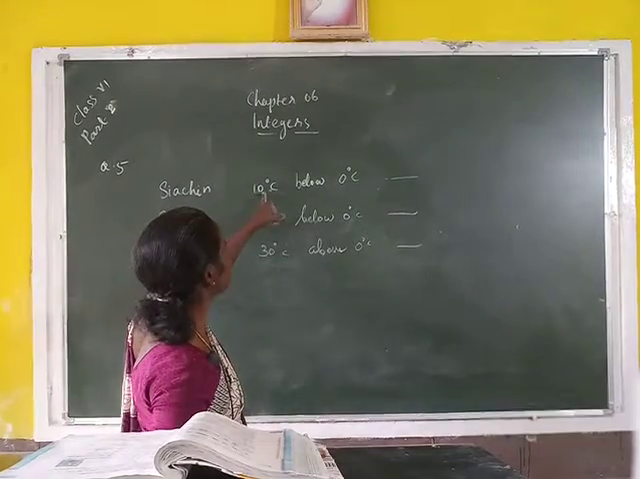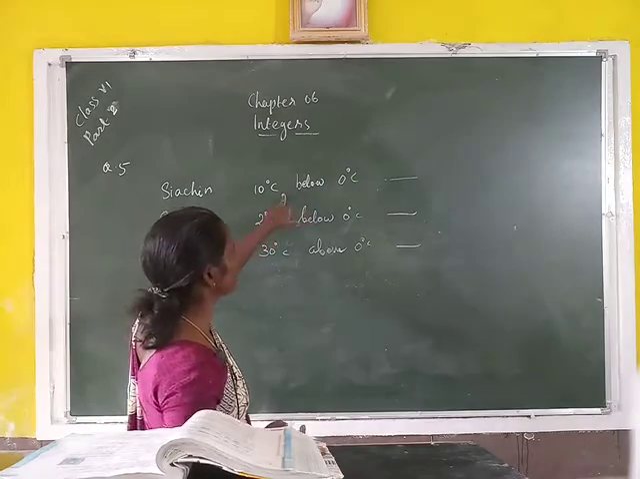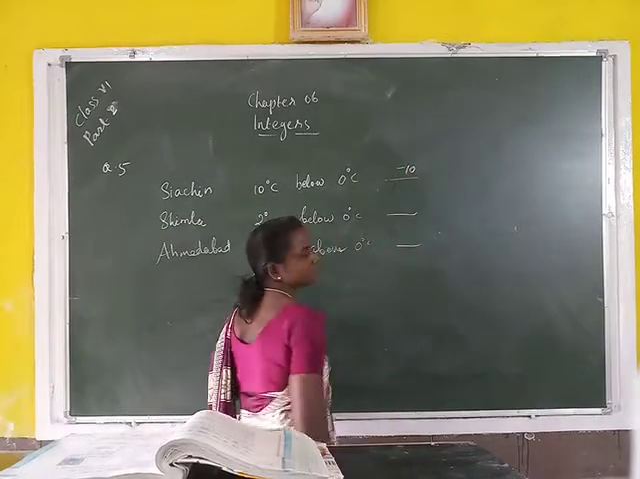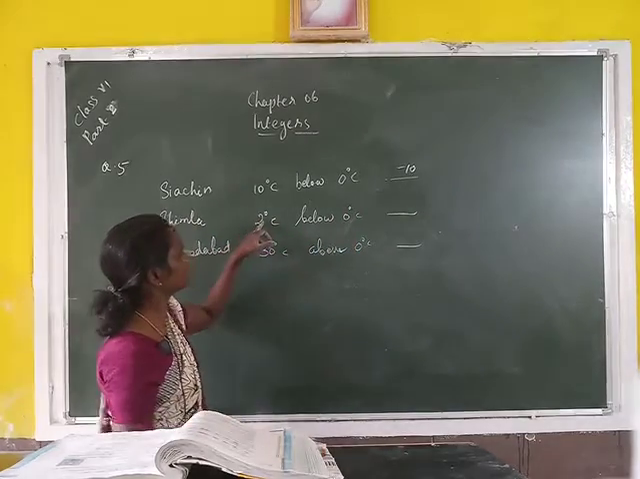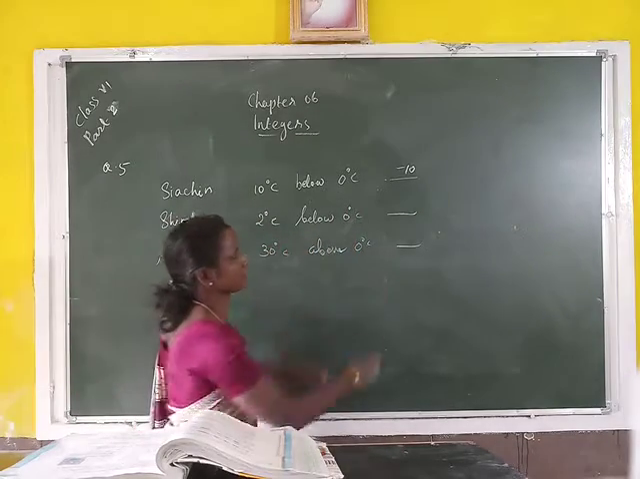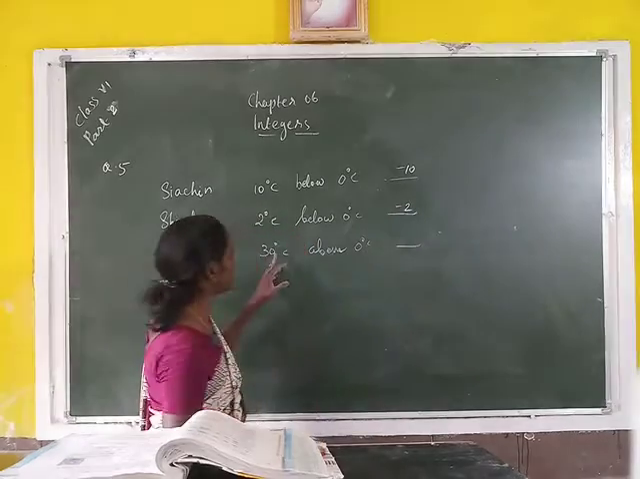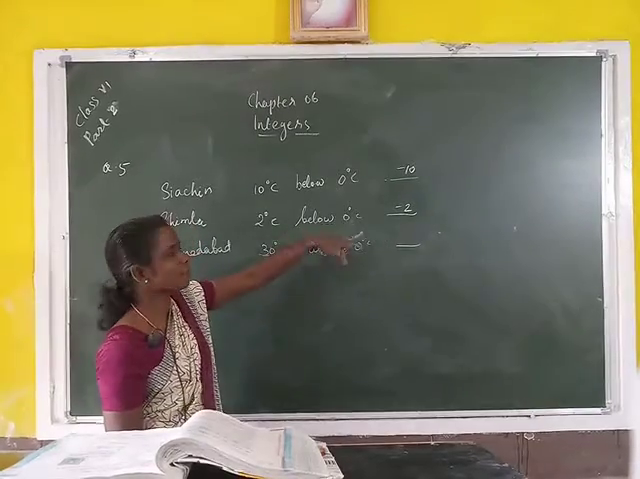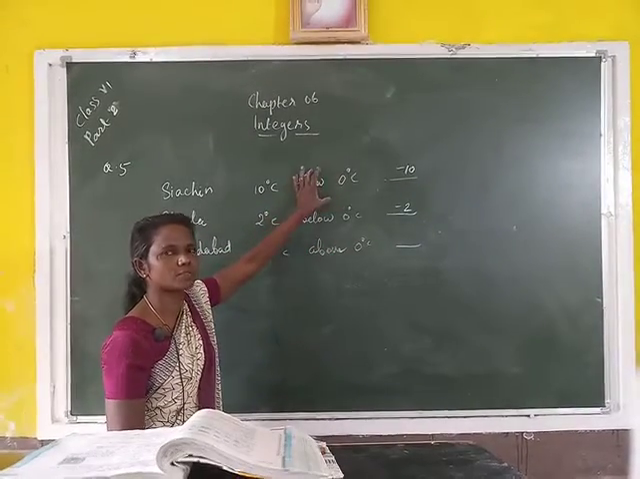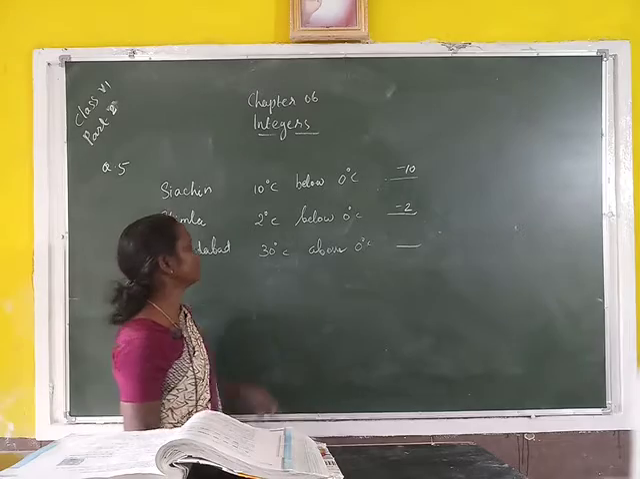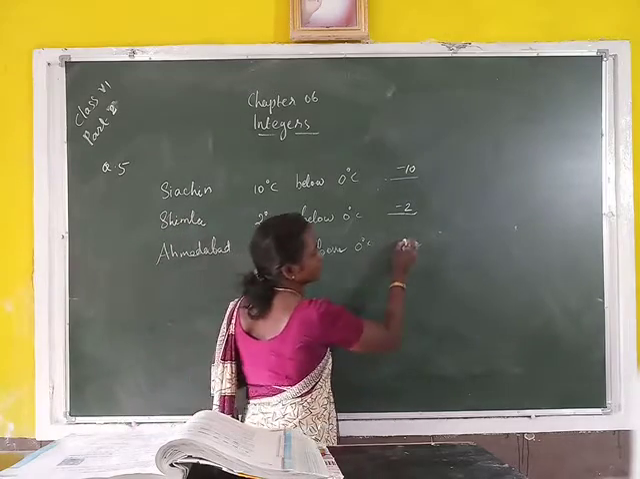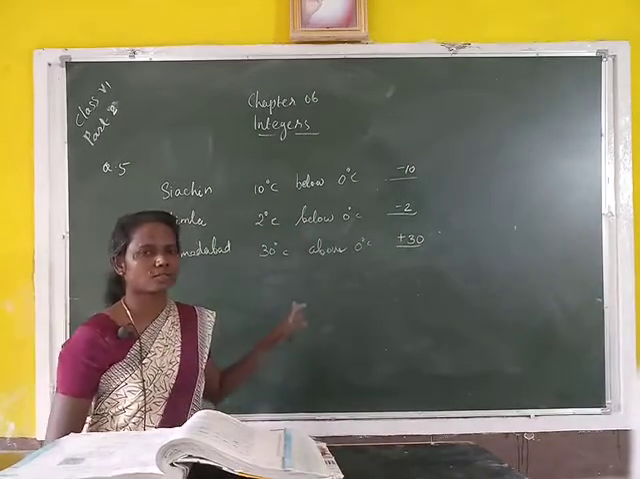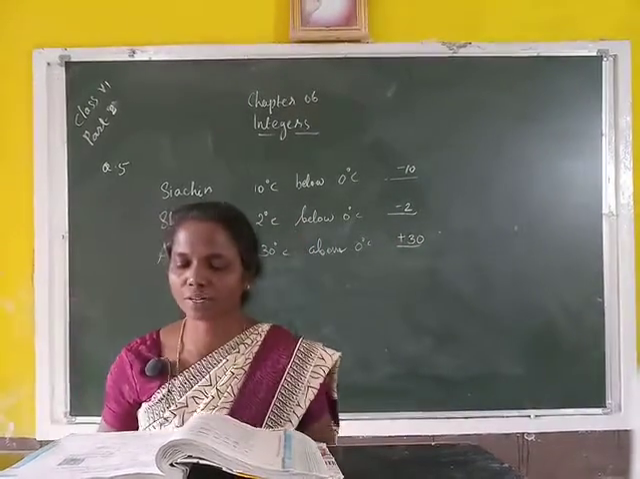Now look here, 10°C below. So this is below, so we can take -10. Integer we can write -10. Then this is 2°C below. This also -2. The next, 30°C above 0°C. Above 0 we take a positive number and below 0 we take a negative number. So this is positive 30. Then the remaining 2 questions you can write yourself.